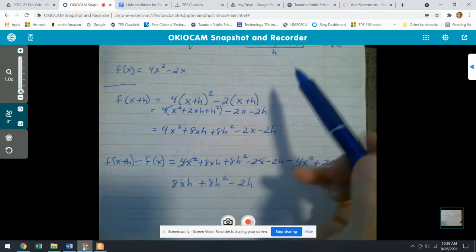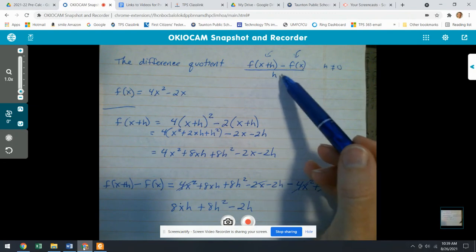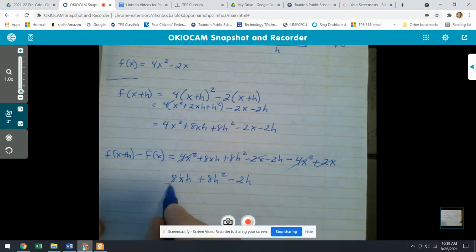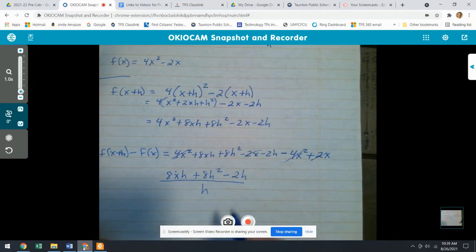So now what I need to do, to do the full difference quotient, is bring this over, there should be an h underneath. And you can see that since each term in the top does have an h, we can cancel out. So this will turn into 8x plus 4h minus 2. So that would be our difference quotient.